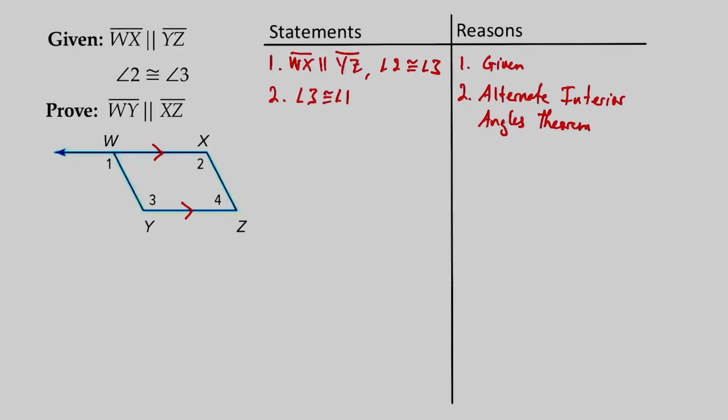Well, let's look at what we have so far. In our given statements, we have that angle 2 is congruent to angle 3. And here in step 2, we have angle 3 is congruent to angle 1. By transitive property, we can say that angle 2 is congruent to angle 1. That's by the transitive property.